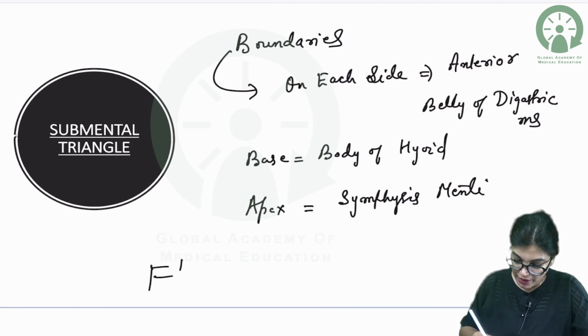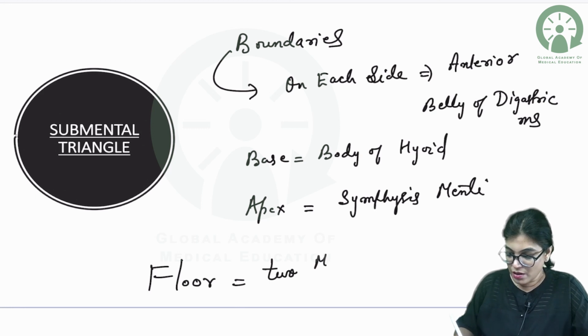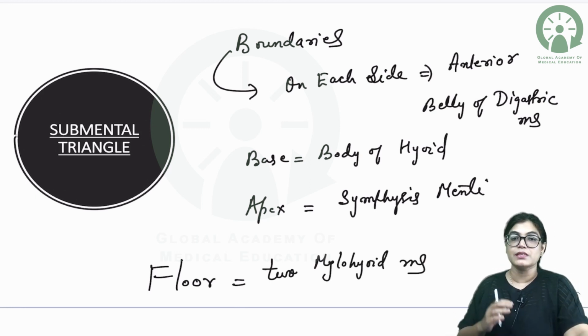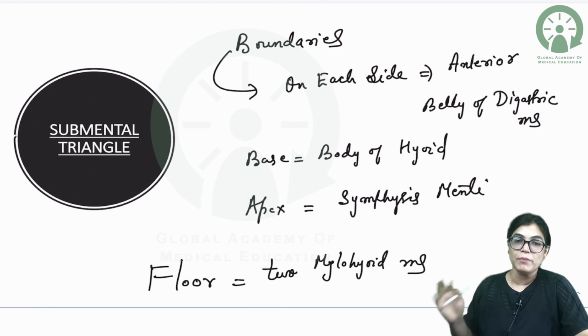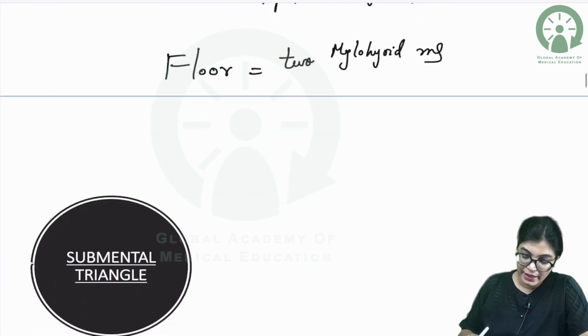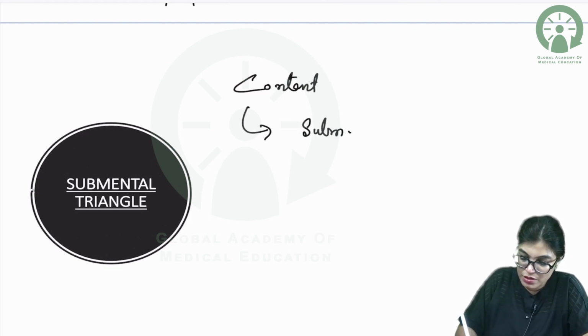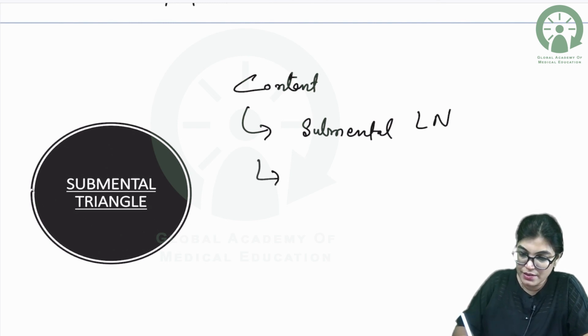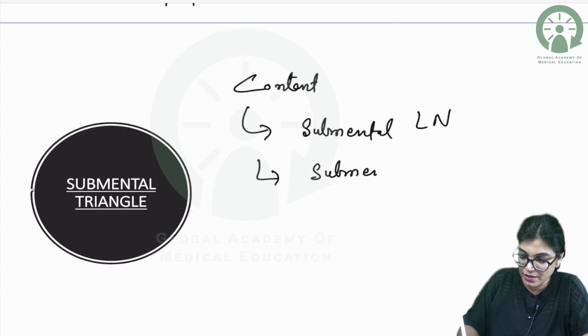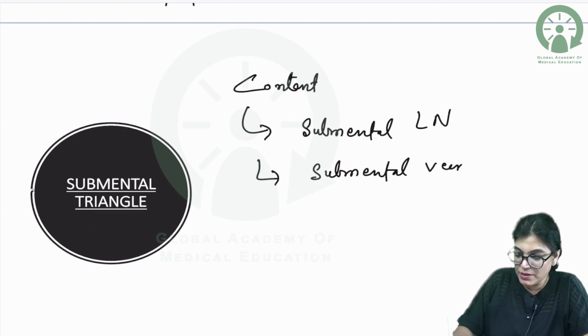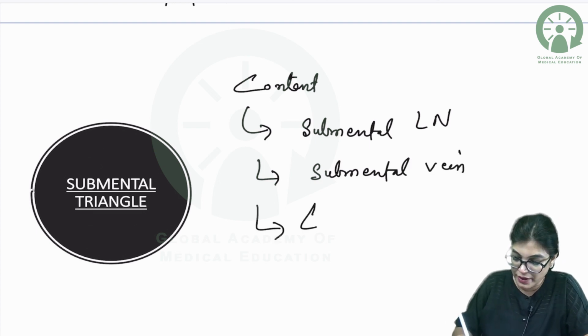and the floor is formed by two mylohyoid muscles, and these two mylohyoid muscles meet in the midline to form the mylohyoid raphe. The contents of the submental triangle: it contains submental lymph nodes, the submental vein, and the commencement of the anterior jugular vein.